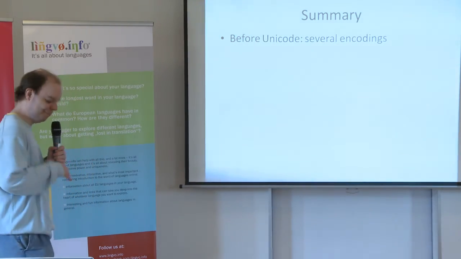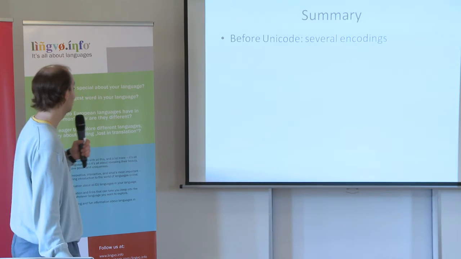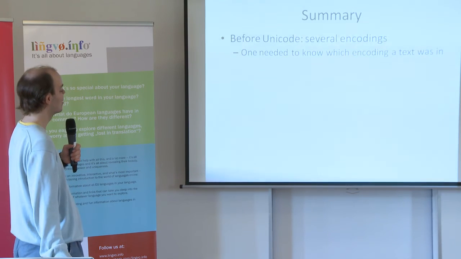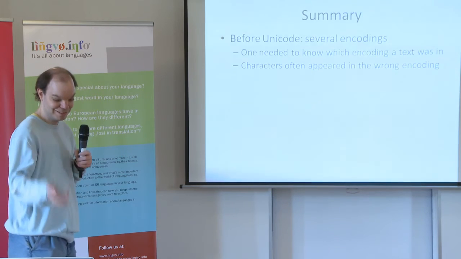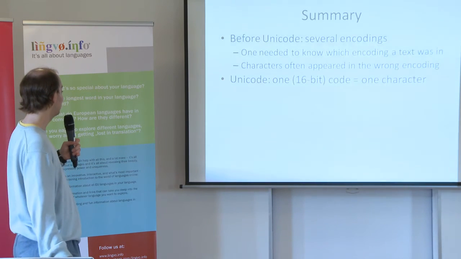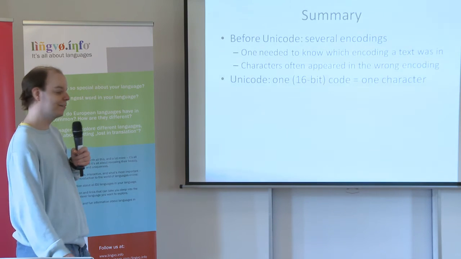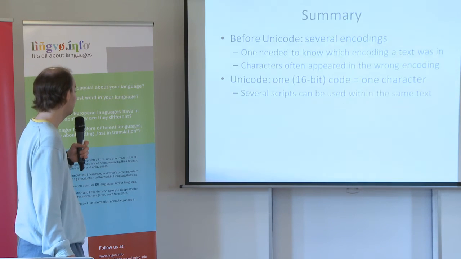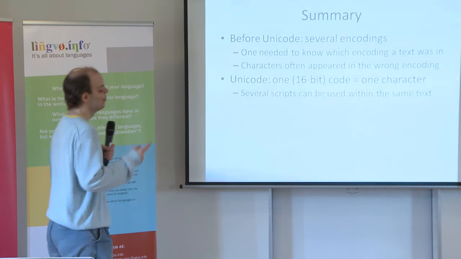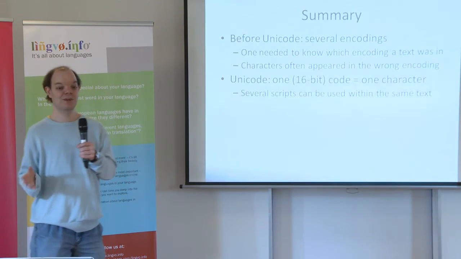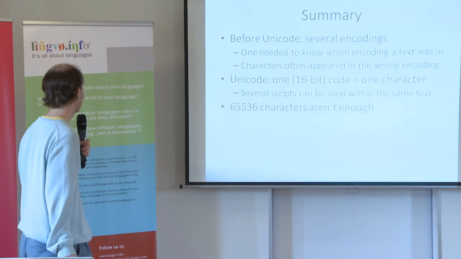So, in summary, before we had Unicode, there were several encodings, and computers sometimes didn't know which encoding a text was in, and then sometimes displayed some garbled text, such as the Esperanto that we've seen earlier. So the idea in Unicode was that a single code should have a single meaning, and vice versa. Several scripts can now be used within the same text. I have not mentioned this before. Before we had Unicode, it was not possible to have, for example, Greek and Cyrillic within the same text. So with Unicode, that is now possible.